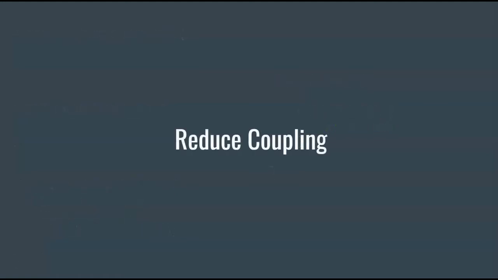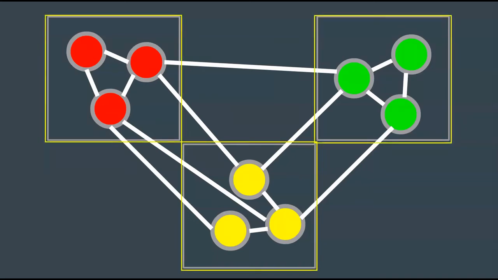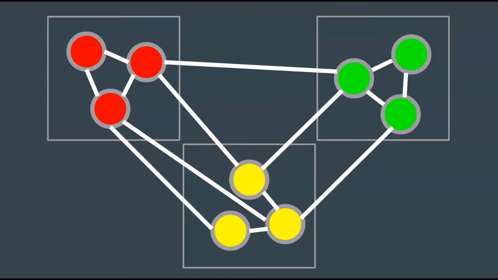Reduce coupling. Another way to improve modifiability is to reduce the coupling in your code. If your application has a high amount of coupling, that means that each module is coupled to something else. Say your application has 3 modules, red, yellow, and green. So as you can see, if you were to change one module like this yellow one, it would be difficult because you'd need to check and make sure that the other modules that connect to it are not affected.